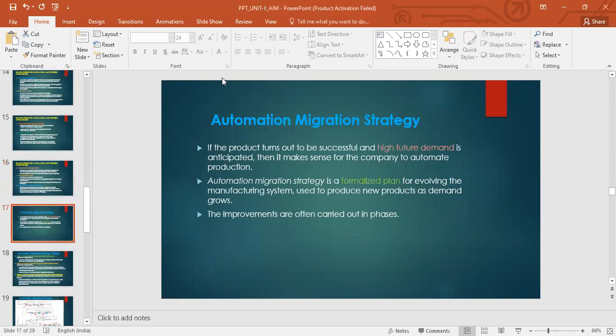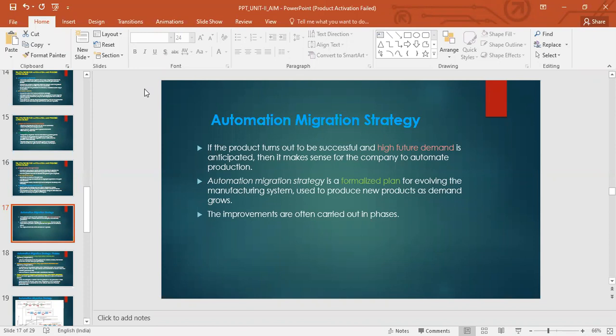You see, another strategy is the automation migration strategy. This comes into the picture when you're trying to migrate, isn't it? That's what it means, automation migration strategy. You're trying to migrate from one system of production to another system. So if the product turns out to be successful and high future demand is anticipated, then it makes sense for the company to automate production, right?